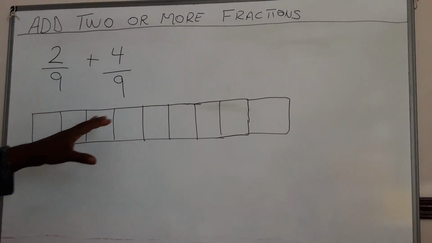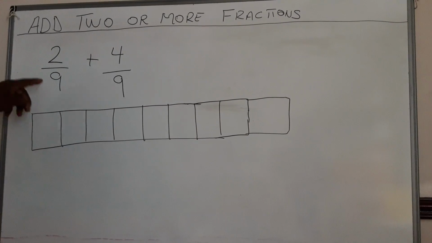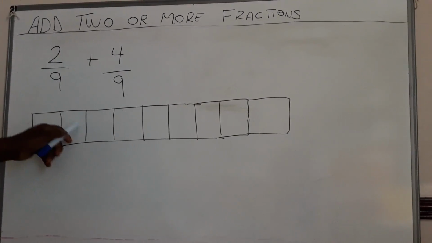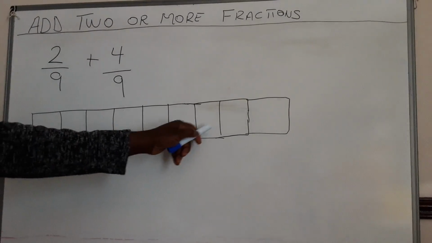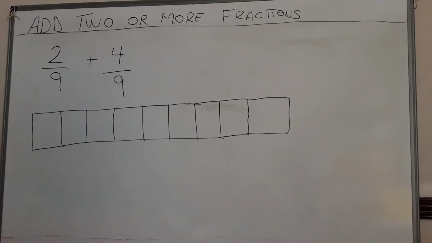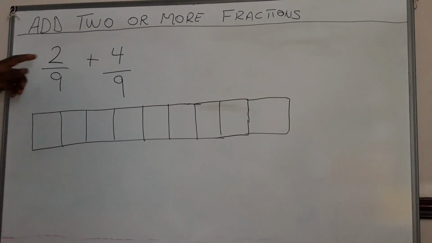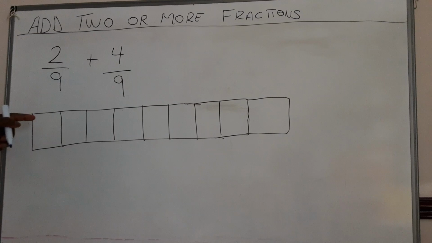Okay, so this is our bar model, and when we look at the denominator, it tells us to split the bar model into 9 equal parts. So we have 1, 2, 3, 4, 5, 6, 7, 8, 9. So we've split the bar model into 9 equal parts because the denominator is telling us to do so. Now, let's shade in the first fraction. The first fraction says 2/9, so we have to shade 2 parts of the bar model.